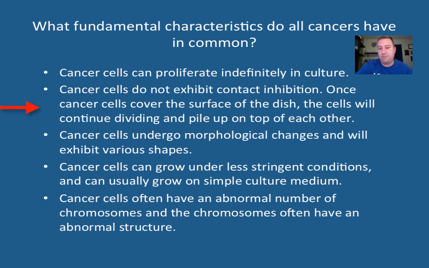They're not going to exhibit that contact inhibition. Normally when cells are being touched on all sides, they're happy and they'll stop growing. Cancer cells, they don't pick up that signal and they just keep growing. You'll get that big lump on the petri dish, and that's your tumor.